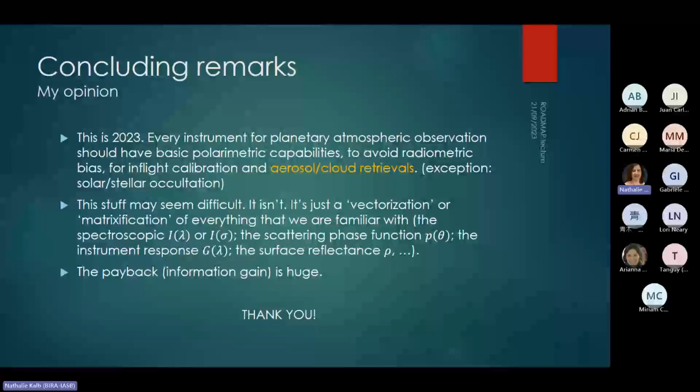I have some concluding remarks, and this is my opinion. I think every planetary atmospheric observation should have basic polarimetric capabilities. I really do. To avoid bias, for in-flight calibration, and of course the aerosol and cloud retrievals. The only exception is solar and stellar occultation.